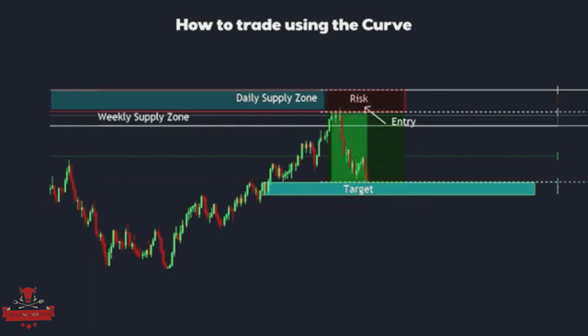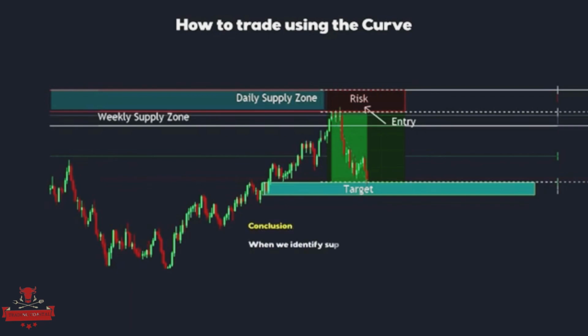Price hit our entry and dropped all the way down to our target, giving us a nice 3-to-1 profit. Notice how the risk changes from monthly to daily supply zones. If we were to trade the monthly zone, we would have placed a large stop loss and price would pierce almost half of the zone before reversing back down, compared to the weekly and the daily supply zones.